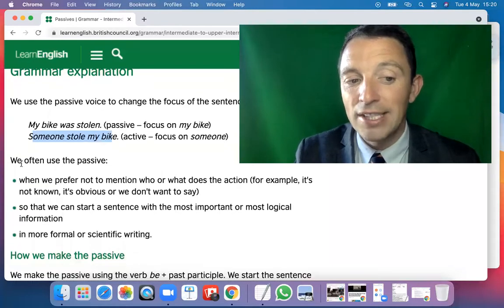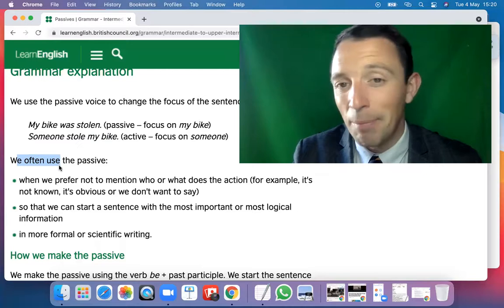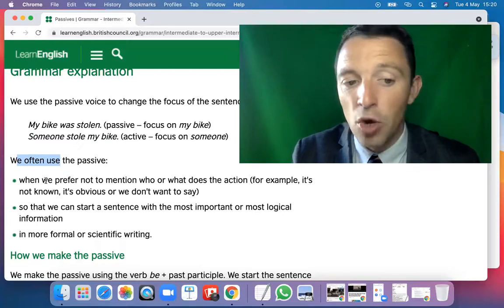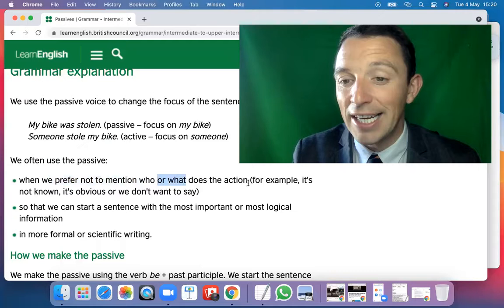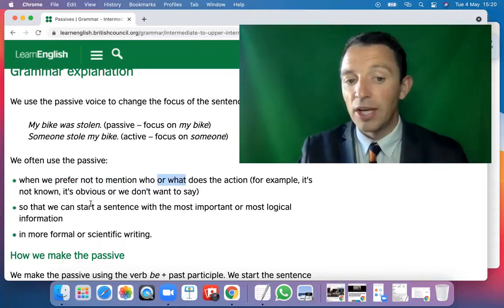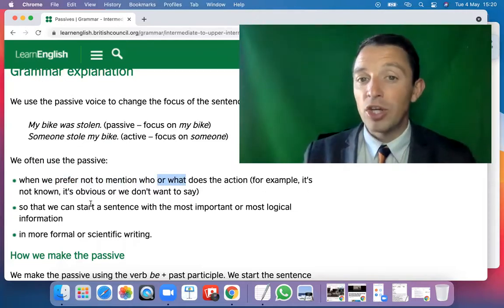Here are the rules, or the instructions, for when we use the active voice and the passive voice. So we use the passive when we prefer not to mention who or what does the action. For example, it's not known, it's obvious, or we don't want to say. So that's really the time that we use the passive.